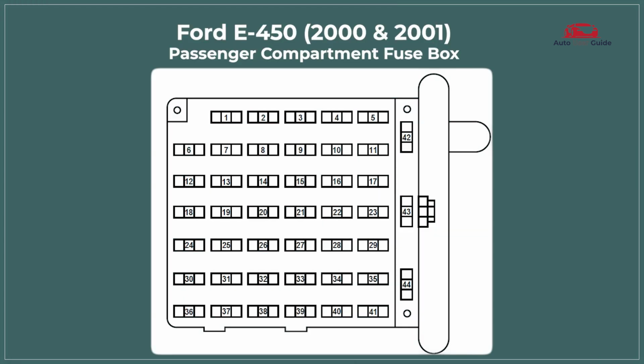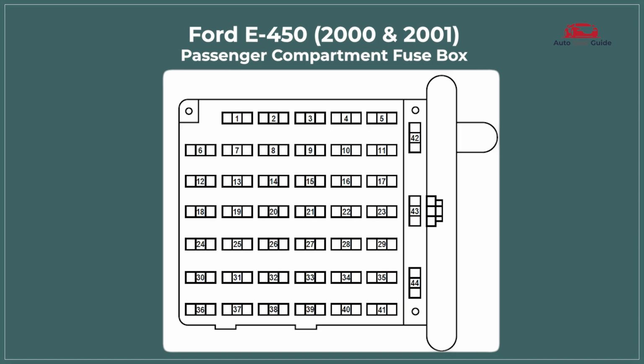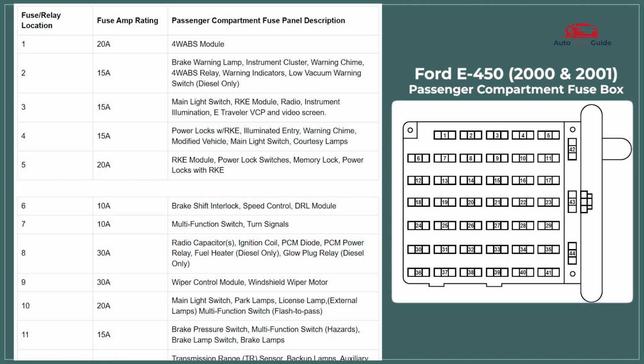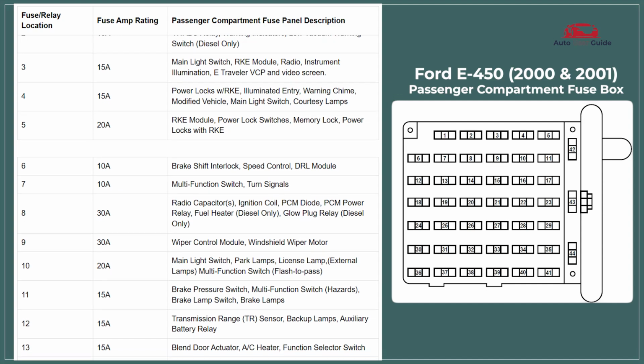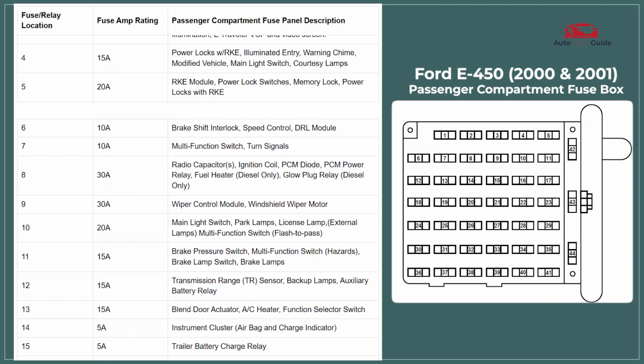The passenger compartment fuse box in the 2000 and 2001 Ford E-450 supports interior systems like the instrument panel, power windows, door locks, and audio components.